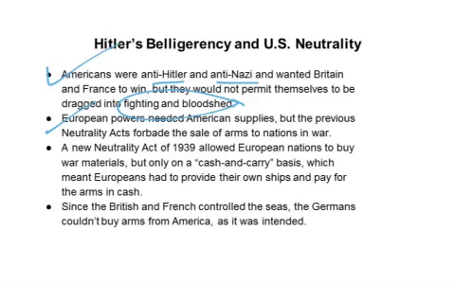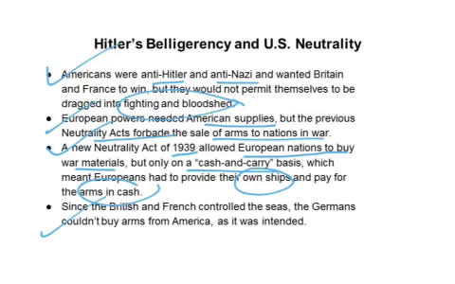The European powers needed American supplies, but the previous Neutrality Acts forbade the sale of arms to nations involved in war. So a new Neutrality Act of 1939 was passed, allowing European nations to buy war materials, but only on a cash-and-carry basis, which meant that Europeans had to provide their own ships and pay for their arms in cash. Since the British and French controlled the seas, the Germans couldn't buy arms from America, as it was intended.